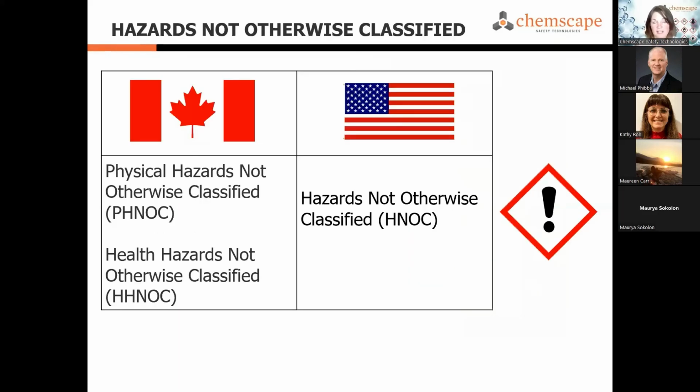Hazards not otherwise classified. Think of these as your combustibles, combustible dusts, and things like that. So anything that falls through the cracks of classification, they have allowances. In Canada, they break them down into physical hazards and health hazards not otherwise classified. In the US, they just have the one bucket, and then the corresponding pictogram for that is the exclamation mark, because they don't really know what's going to fall into that. It just gives room for growth as well.